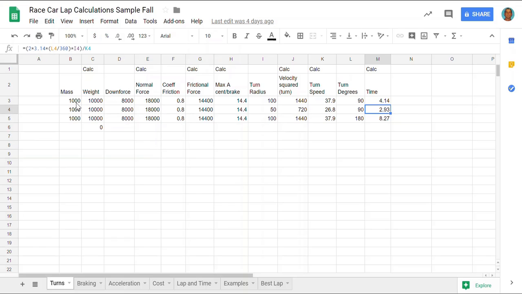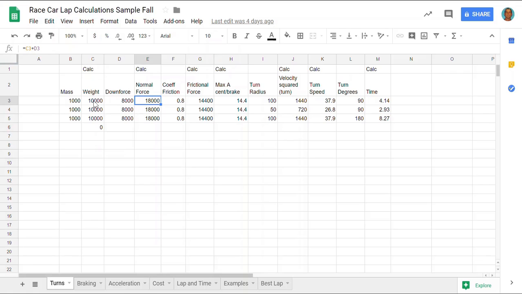We made a selection of a 1,000 kilogram mass car, so we know that the weight of the car is 10,000. If I look in here, I can see up in the formula that to get the weight, all I've done is taken the mass and multiplied it by 10 newtons per kilogram. Our downforce is bought, so that's just an assigned value. Now I'm going to go over here to the total normal force, which will be the sum of the weight plus the downforce. I don't have to calculate that each time.